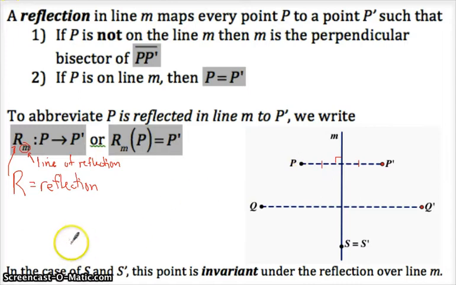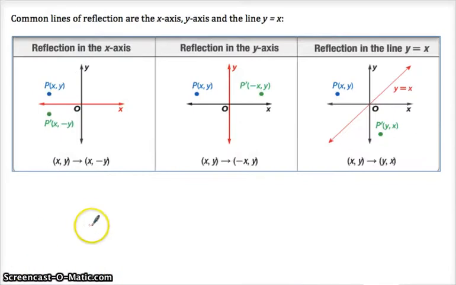All right. There's another word here. I don't think it's a terribly important vocab word, but since S didn't move under this reflection, we say it's invariant. It's like when you multiply things by 1, they don't really change. It's like, well, we tried to move it and it didn't move. So that's what we call invariant. That was an invariant point. Any point on the line would be invariant.